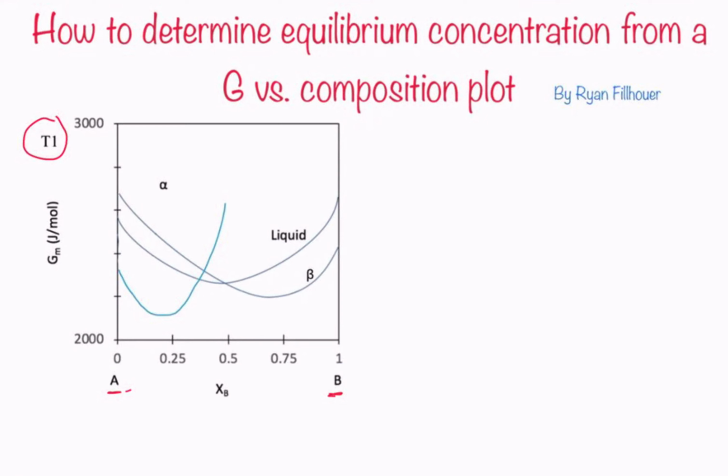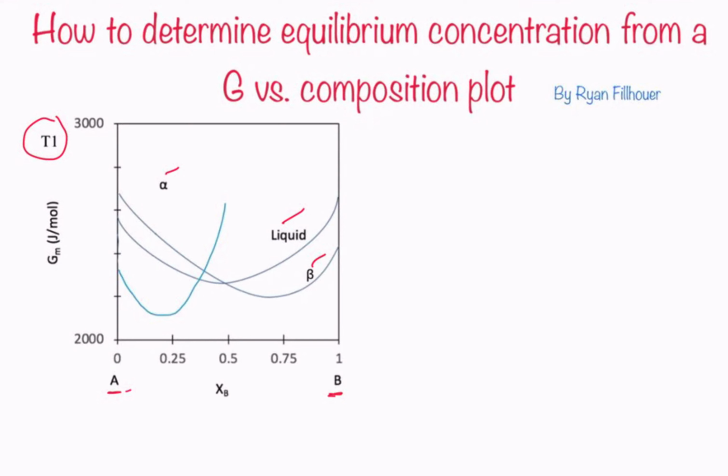And there are three different phases that exist or that could exist for this system at this temperature. The first phase is the alpha phase. Second phase is the liquid phase. Third phase is the beta phase. And the curves plotted are the molar Gibbs free energy curves. And the units for that is joules per mole.